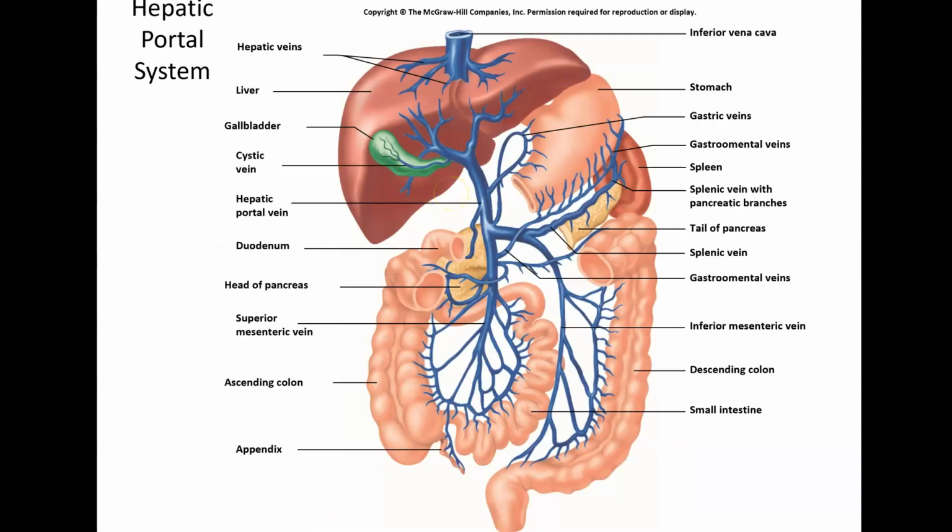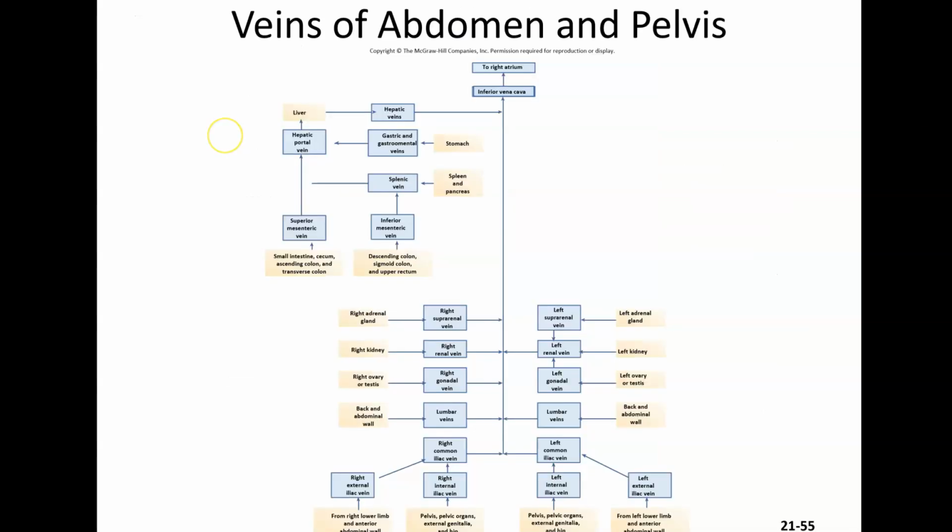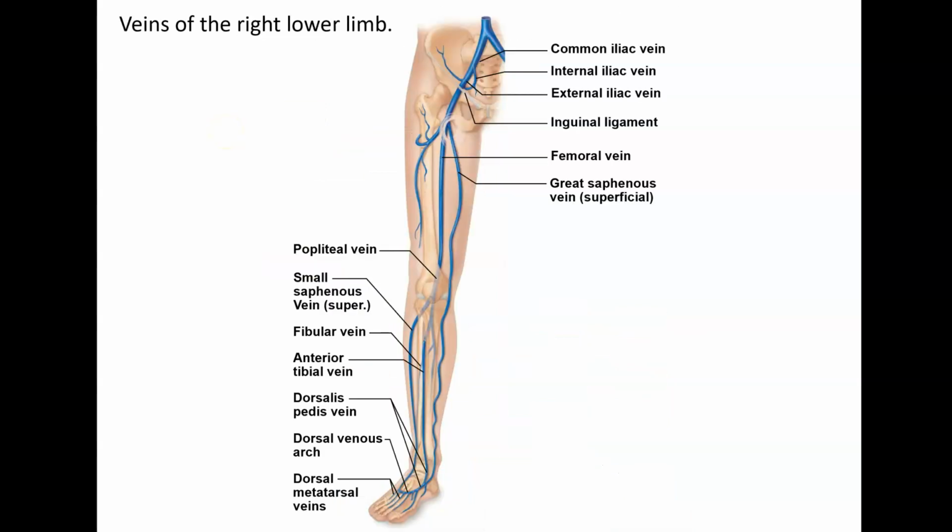And yet another great illustration showing you these veins and how they are connected to drain into our liver and picked up by the hepatic veins to go into the inferior vena cava. This is a nice chart that summarizes all the veins found in the abdomen and pelvis, what they are draining, and how they travel back to the heart. Last, we are going to discuss the veins of the lower limb.